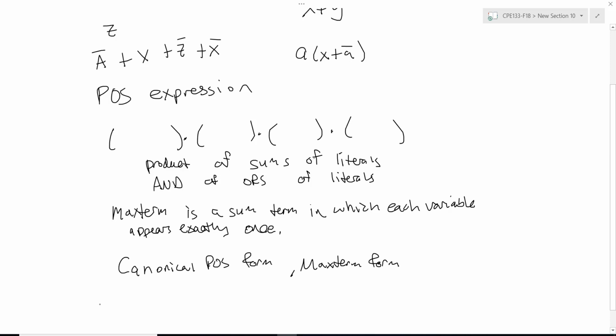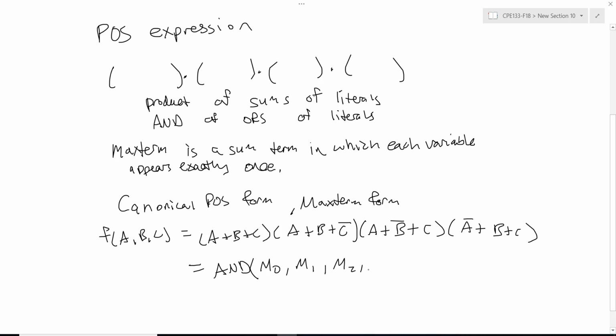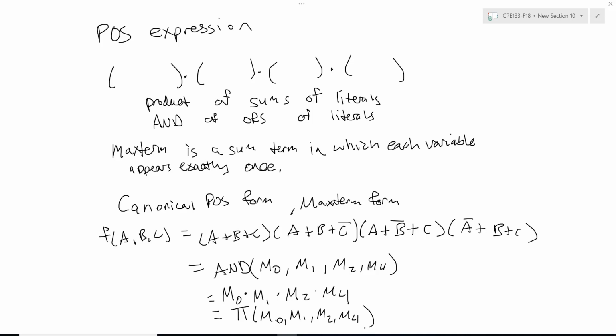So again, say for example, I had the function of A, B, and C. It looks like this, and the canonical POS form can also be written as the AND of max term 0. So when A, B, and C are all 0, this forces the output to be 0. If I have 0 0 1, max term 1, same thing, max term 2, and max term 4. You can also write this as the AND of these max terms, or the product of the max terms.